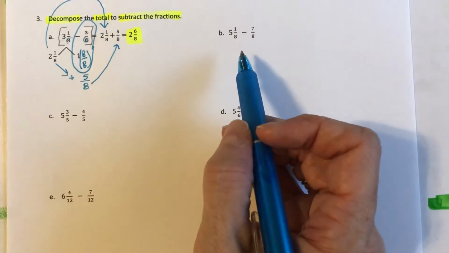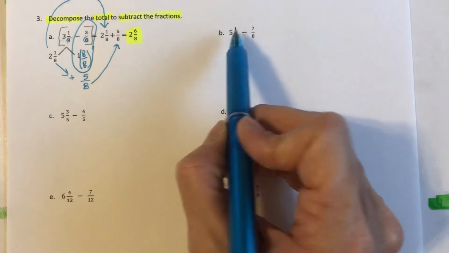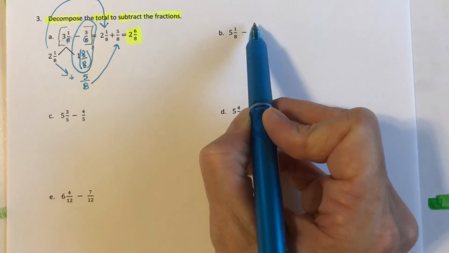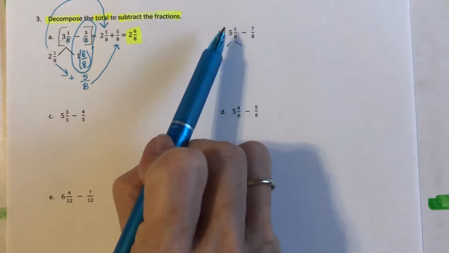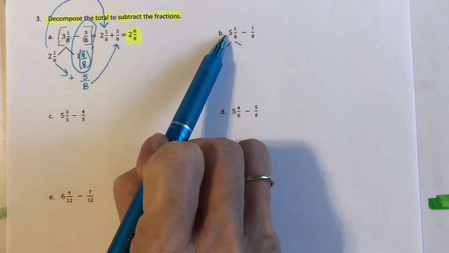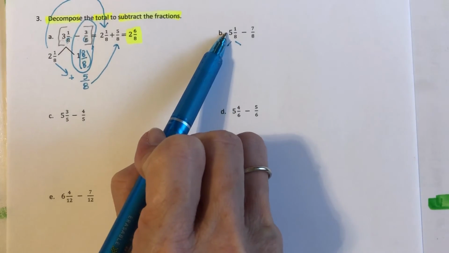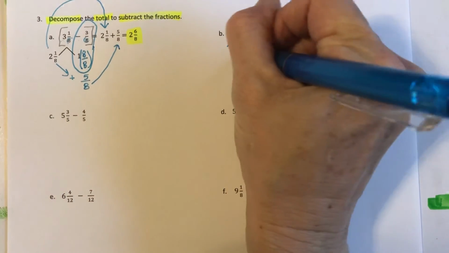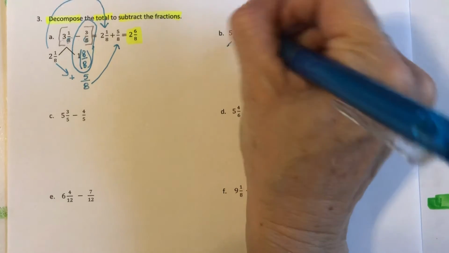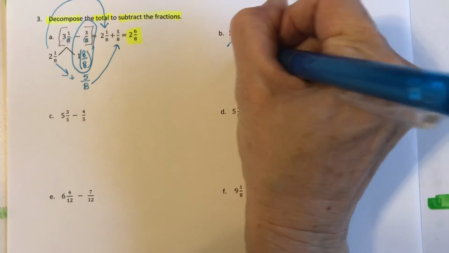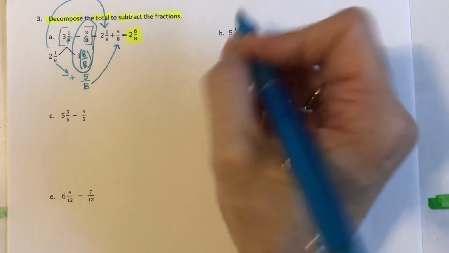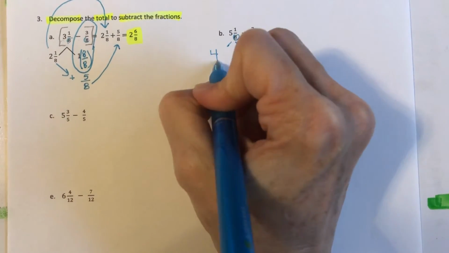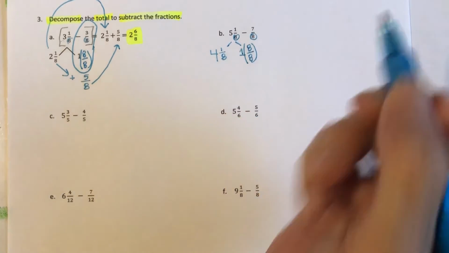Let's do part B to help you practice. 5 and 1/8, take away 7/8. Again, they want you to decompose this side of the fraction. First and foremost, take away a whole from this 5. If I take one whole away from that 5, because my unit fraction is eighths, I'm essentially taking away 8/8. And I'm left with, not 5 anymore, I'm left with 4 and 1/8.